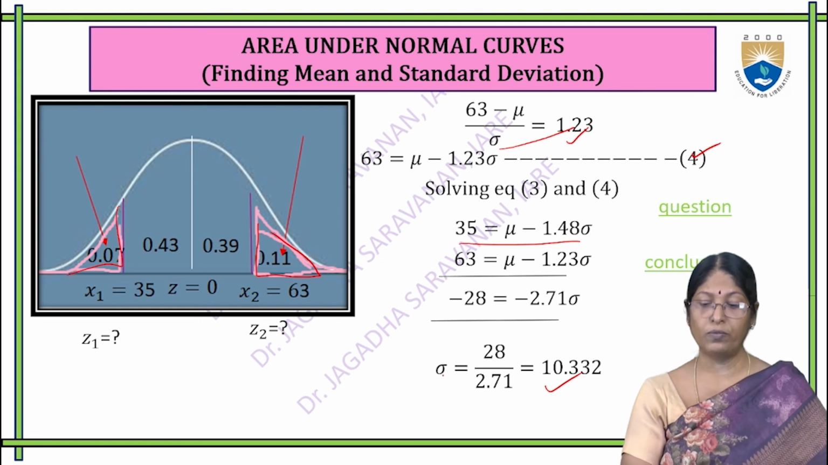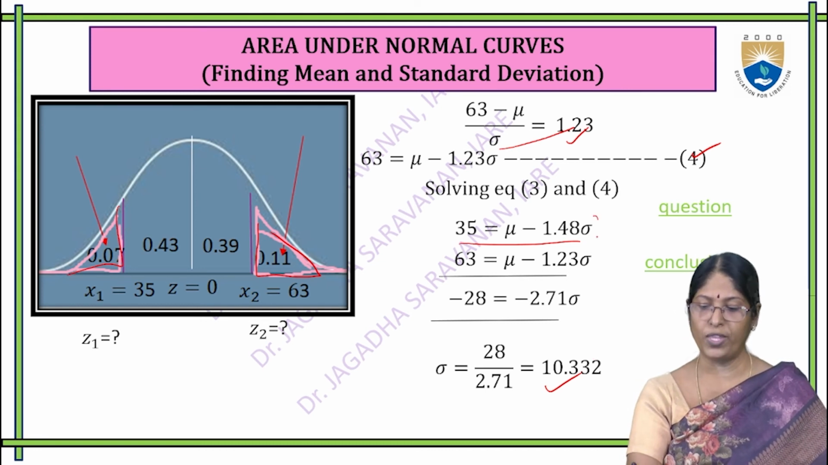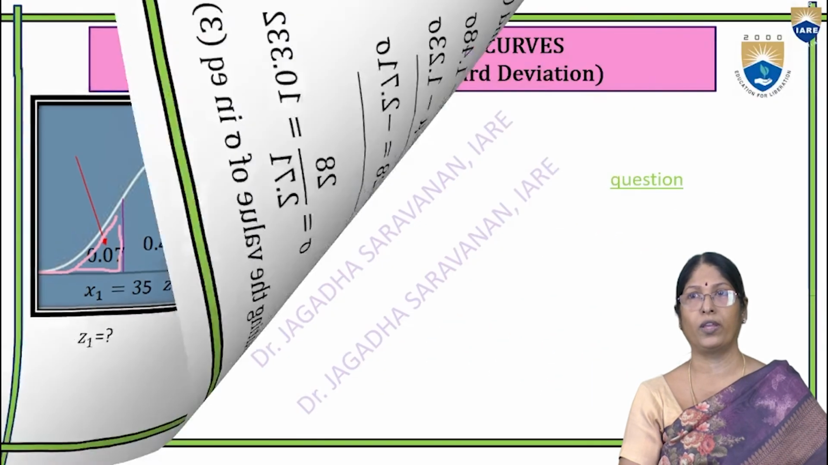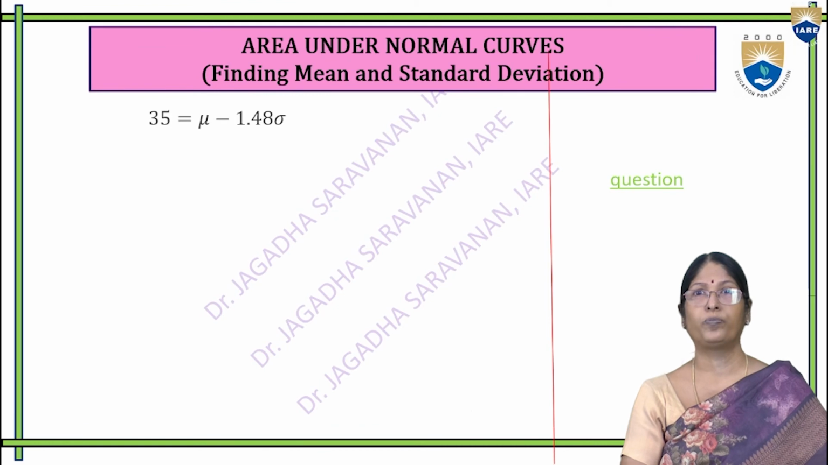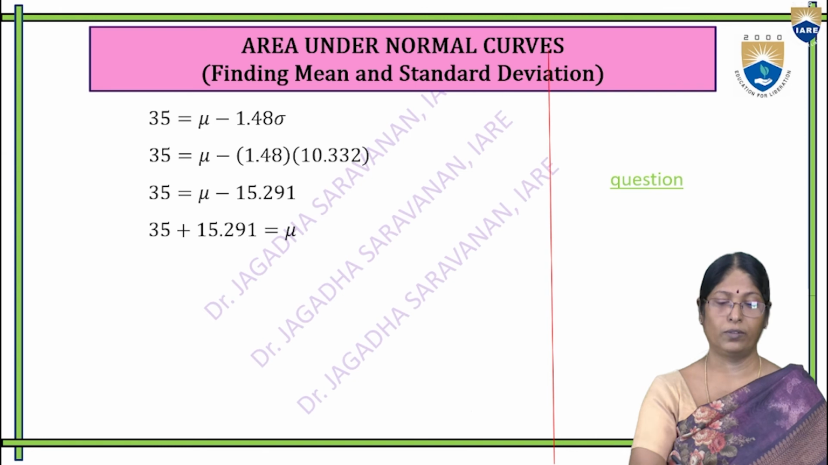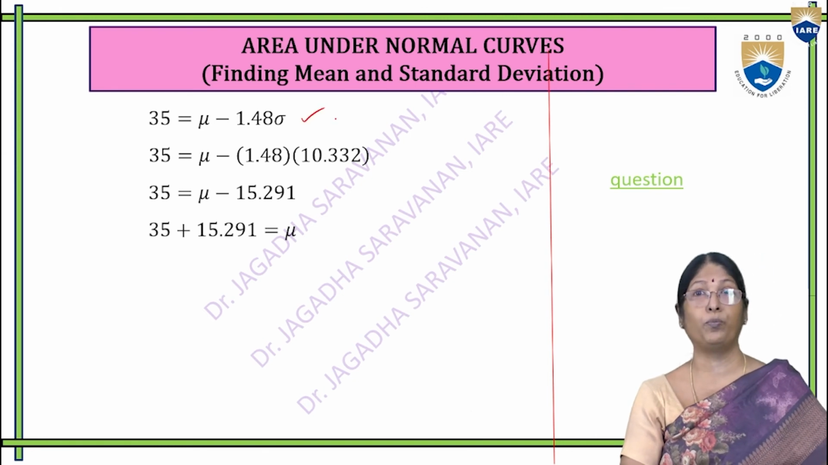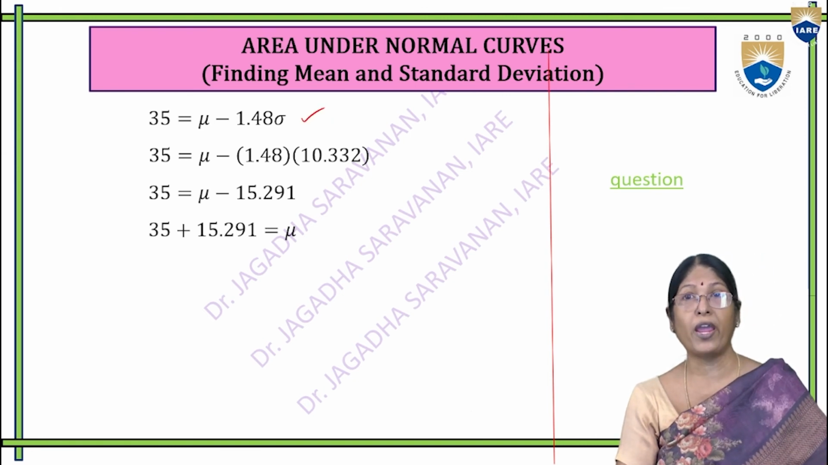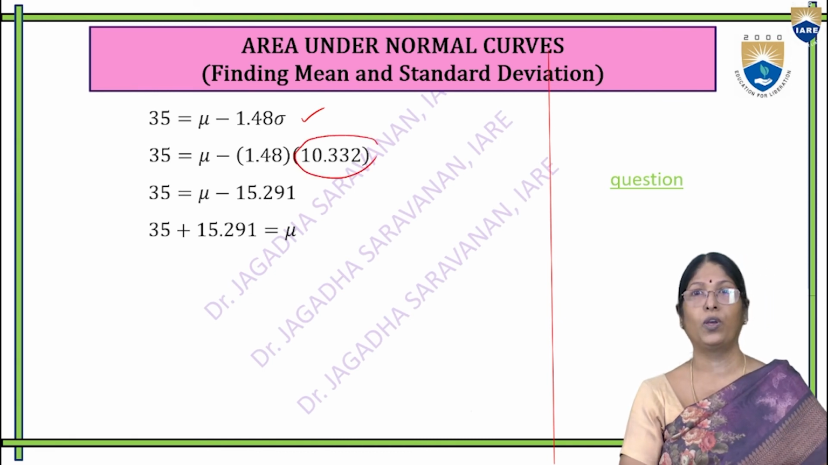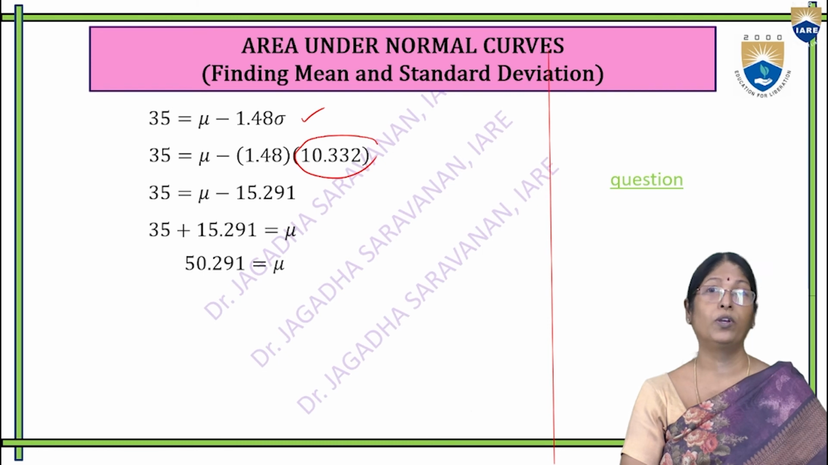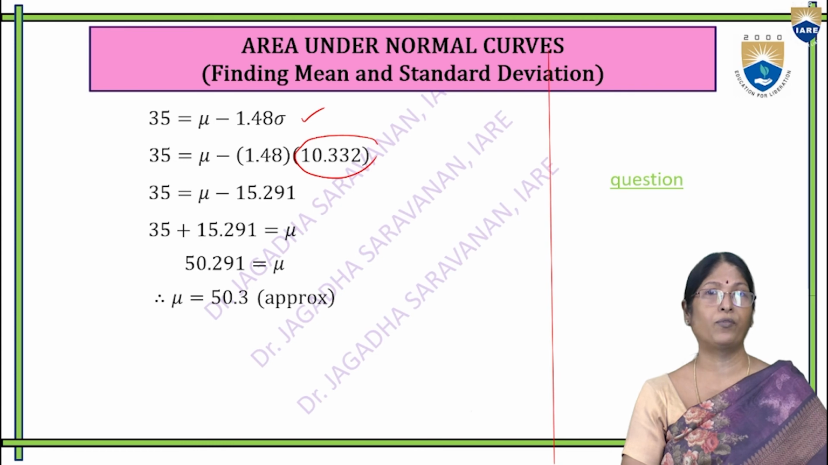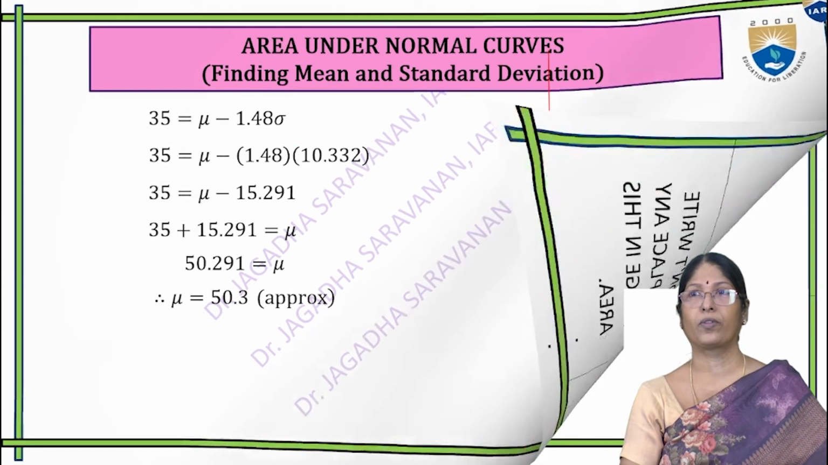10.332. Once we get sigma, if you substitute it in any one of these two equations, we will obtain mu. So now mu is nothing but, substituting in the equation 35 equal to mu minus 1.48 sigma, with sigma replaced by 10.332, we obtained the mu value 50.291. So approximately we have taken 50.3.